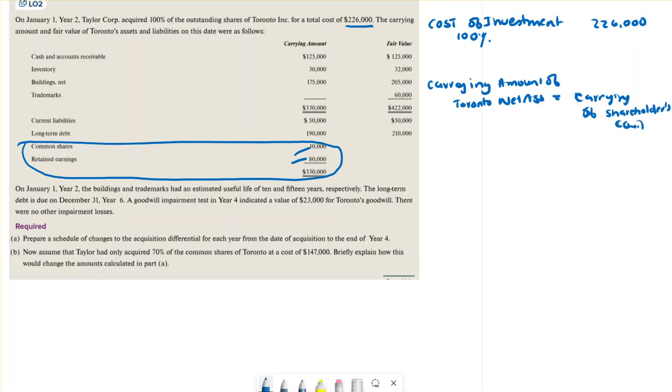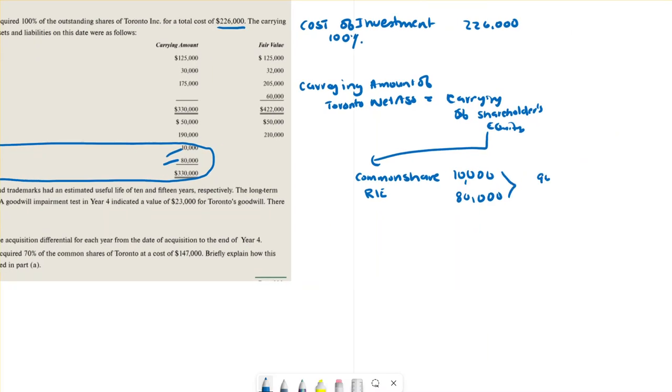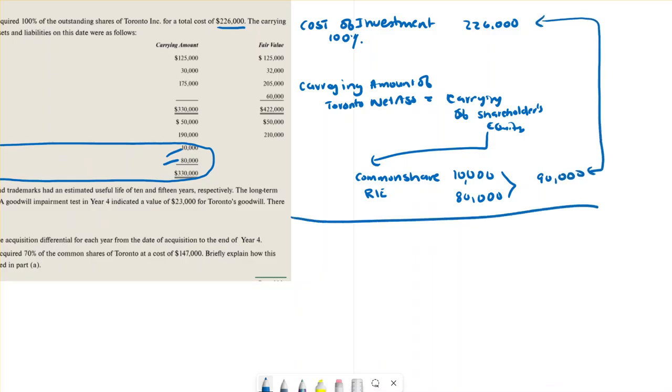So we know the shareholders' equity will have my common shares and a retained earnings section, and common shares are worth 10,000. My retained earnings is worth 80,000. Altogether the company is worth $90,000, but we paid more than what the company is worth, and we call that your acquisition differential.